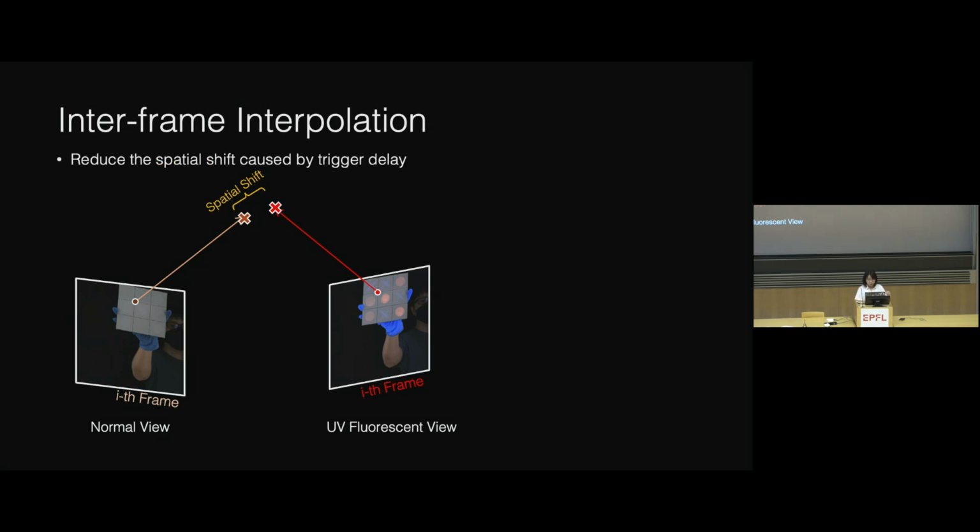Although this spatial shift is not too much, we still use interpolation to make it even smaller. What we did here is to take neighboring frames of the fluorescent view, and then we linearly interpolate an intermediate 3D point, since we know the amount of time difference between this set of images. And by doing this, the spatial error is further reduced. And notice that this error is not reduced to zero because the actual motion may not be linear.